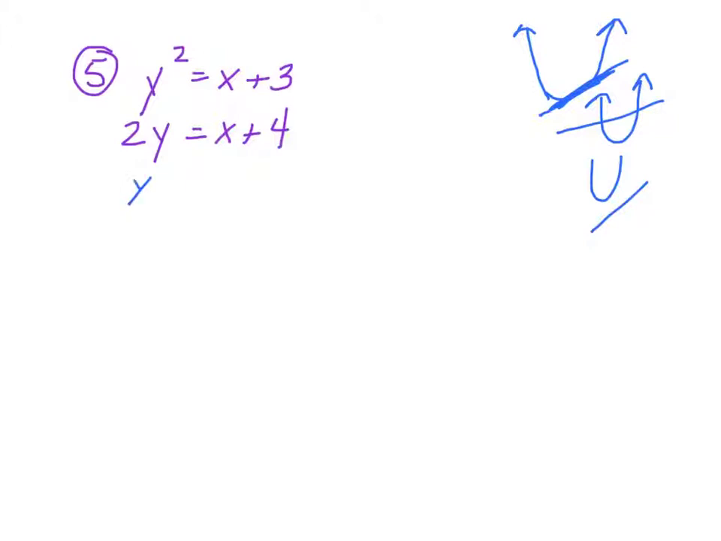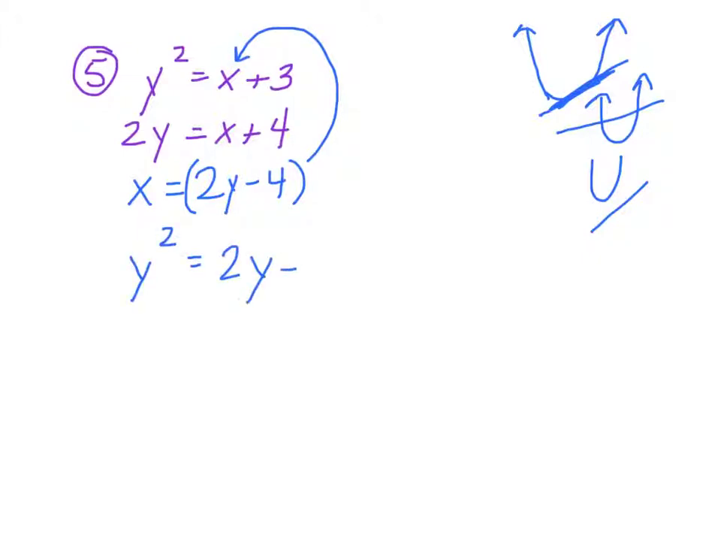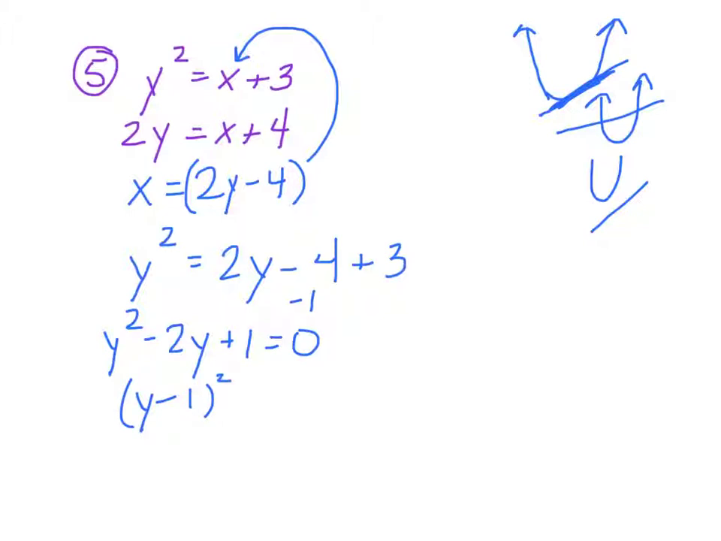So if I solve this for x, I'm going to have 2y minus 4. So that's what I'm going to plug in here for x. So y squared equals 2y minus 4 plus 3. Let's get everything on one side. I have y squared minus 2y minus 4 plus 3, that's minus 1. So when I move it over, it's a plus 1. So we got y minus 1, the quantity squared again. So y equals 1. So it looks like we're only going to have one solution to this one.